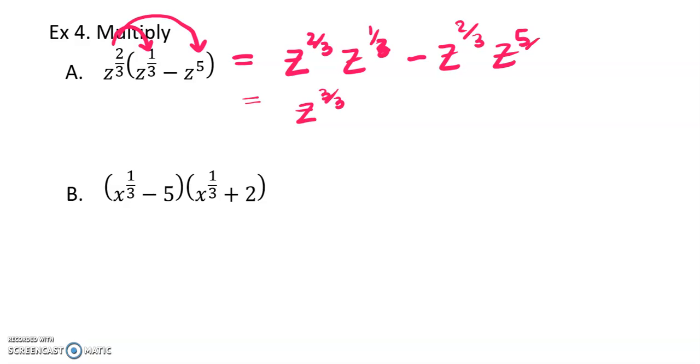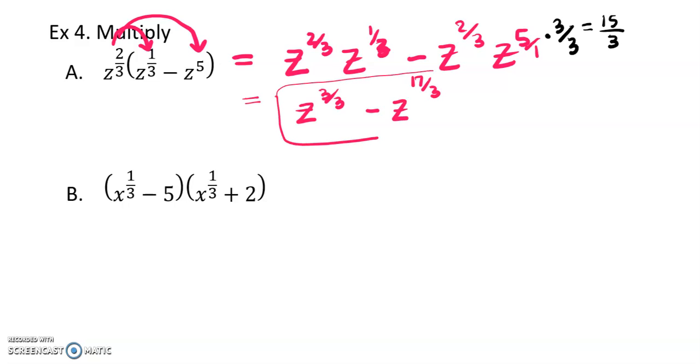But then over here, you need to get common denominators. So that's going to give you 3/3, and then this gives you 15/3. And then you have to add that with the 2. So that's minus z to the 17/3. And then that's your answer. You can't simplify that anymore.